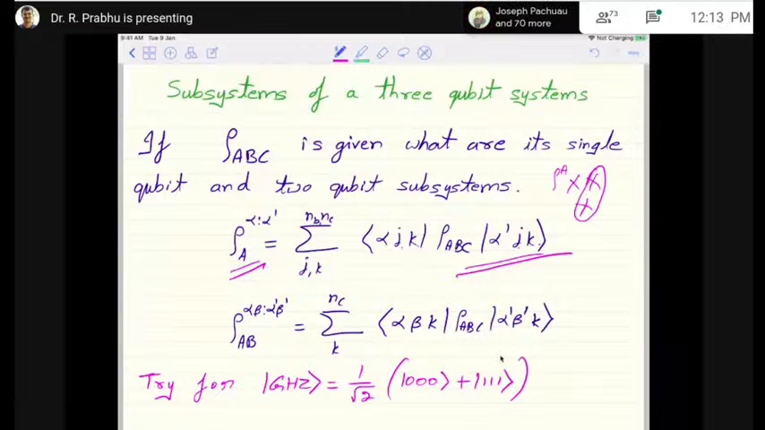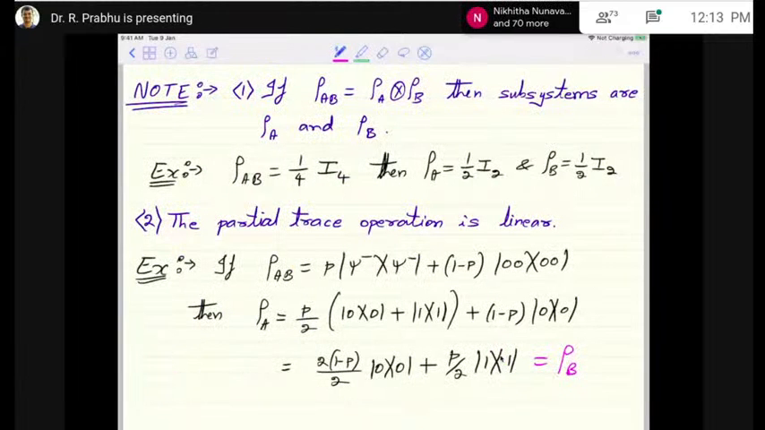Similarly, you can define this partial trace operation when you want to get only the density matrix corresponding to the second particle, where you throw away the first particle. So however many particles you have to throw away, that many summations you have to incorporate here. So try this particular expression for a simple 3-qubit state, that is the GHZ state. It will make the operation of partial trace clear to you.